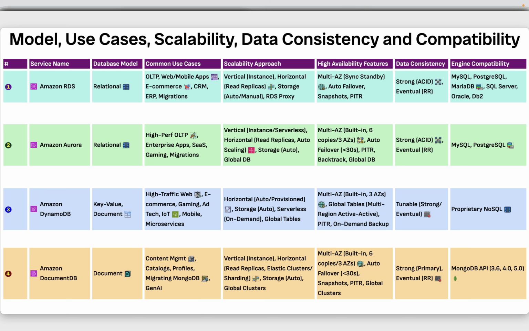High availability features: it has built-in Multi-AZ, and there are 6 copies spanning 3 availability zones. Automatic failover, which is less than 30 seconds. You have snapshots, point-in-time recovery, and global clusters. Data consistency is strong, which is from the primary, and eventual for read repair. So if the primary fails over, then a read replica will be promoted to the main one, the master. Then engine compatibility: you have the MongoDB API, and the versions it supports are 3.6, 4.0 and 5.0.